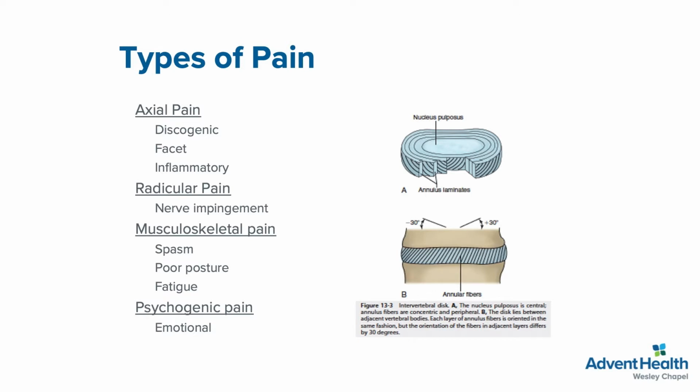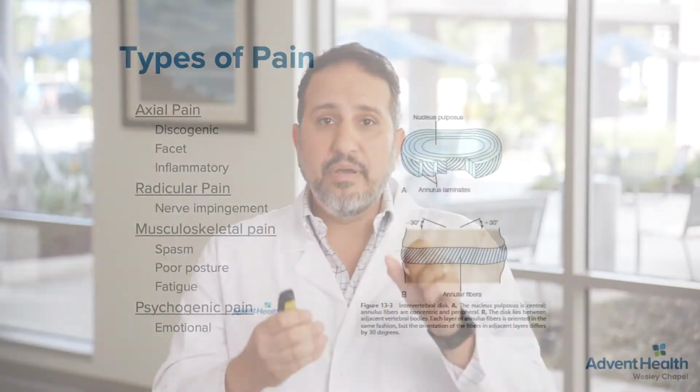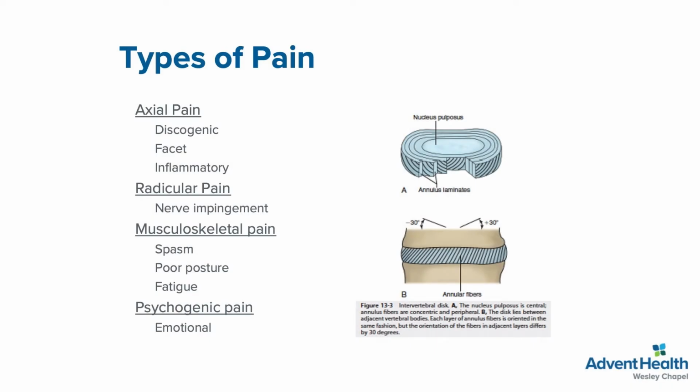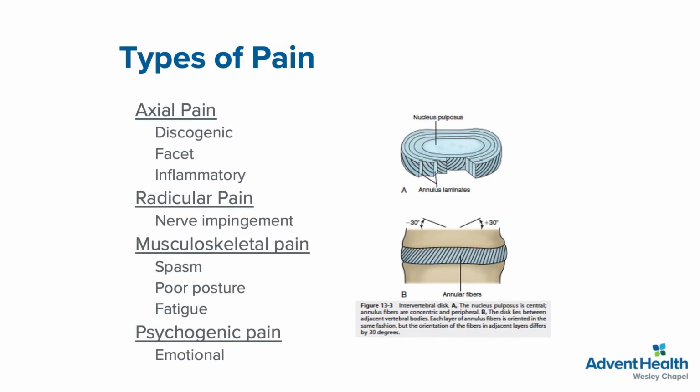Now, the types of pain that you get from the disc and these joints are called axial back pain. Axial back pain is discogenic pain, meaning pain coming from the disc, or facetogenic pain, pain coming from the joints around the spine. Radicular pain is related to impingement of the nerve, that stenosis we talked about. And furthermore, musculoskeletal pain, yet another type of pain, comes from the attachment of the muscle to the bone, and this happens from either a muscle spasm, poor posture, or muscle fatigue.